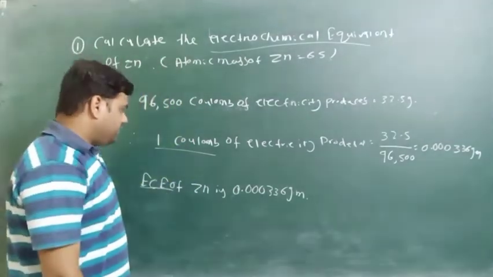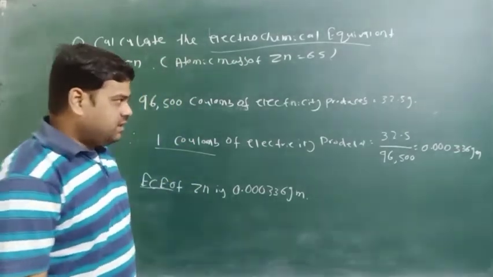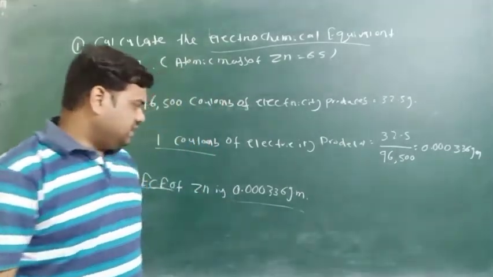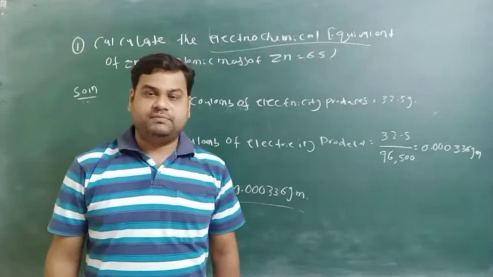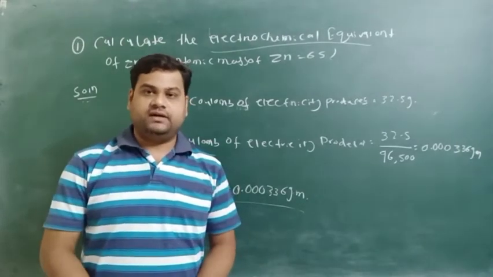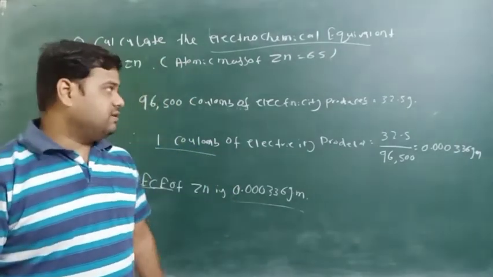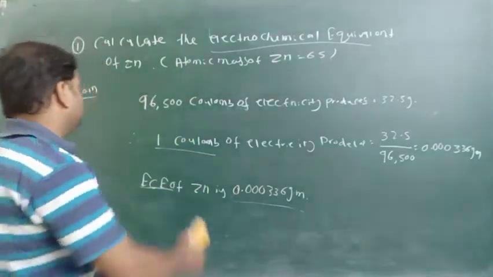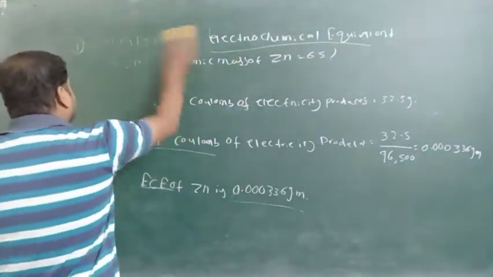So when 1 coulomb of electricity is applied, 0.000336 grams of substance is deposited or liberated at the electrode. This is all about the calculation of electrochemical equivalent. Next, let's move on to another numerical.